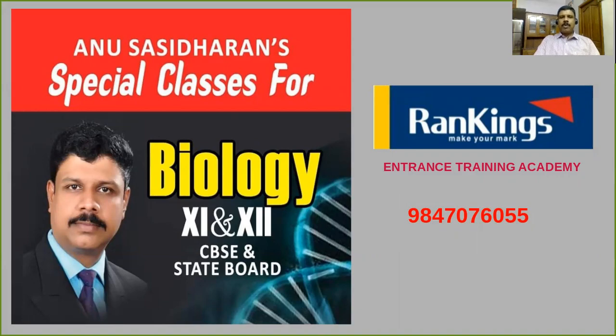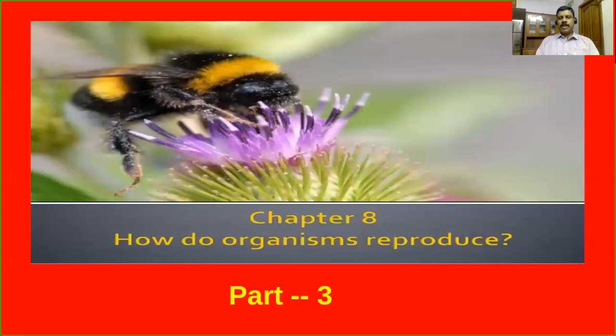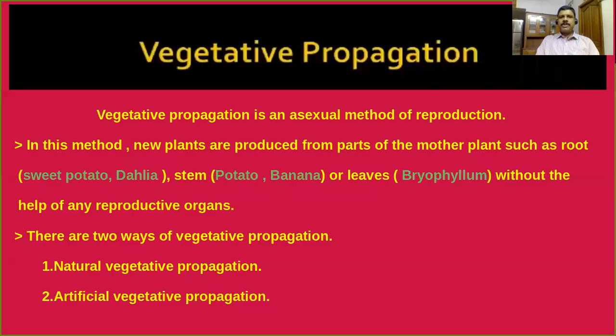Today, I am going to talk about one of the most important chapters of class 10. How do organisms reproduce? Part 3. Dear students, today we are going to discuss vegetative propagation. As you know, vegetative propagation is an asexual method of reproduction.